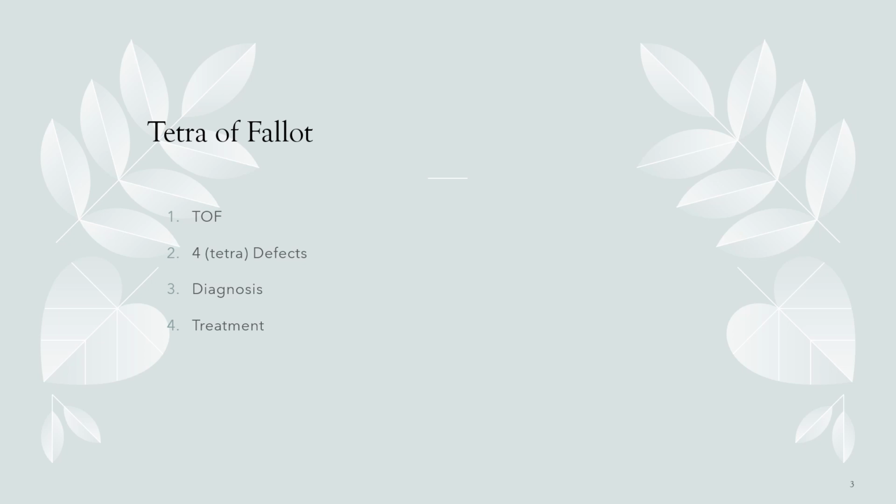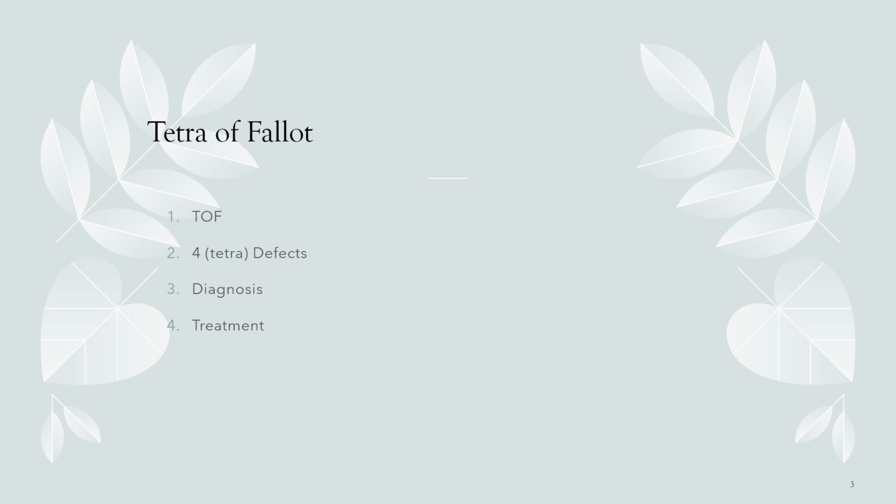The third defect is RVH. That basically means the myocardium of the RV is getting thicker, and on an X-ray, the image will show a boot-like shape of the heart on a scan. So the fourth defect is going to be the malalignment ventricular septal defect. Now, this one is a little bit more tricky.